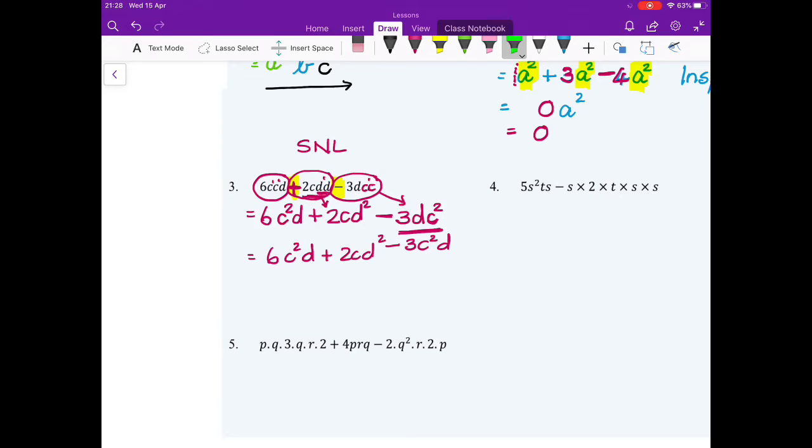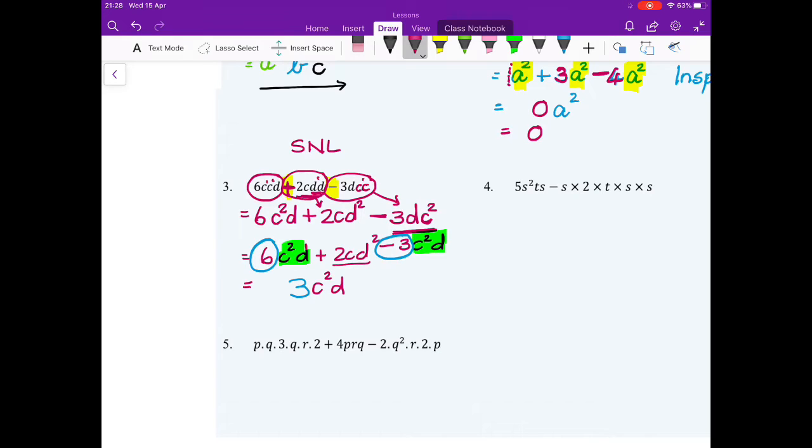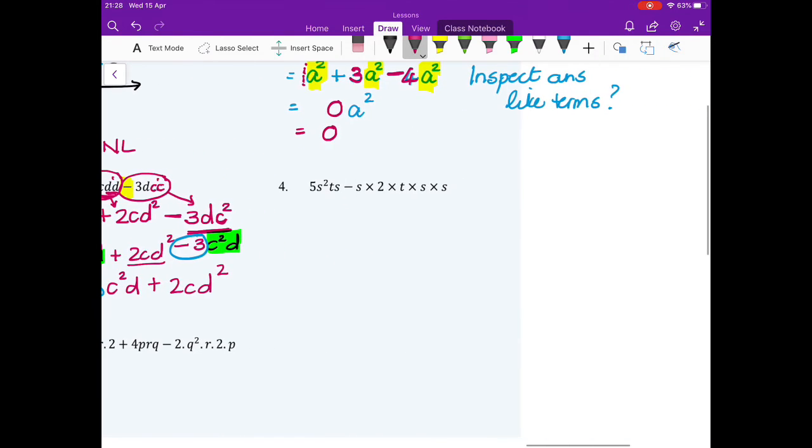Do I have any like terms? Well, I've got a c squared d over here. I've got a c squared d over there. They are identical. This is not the same because it's a c and not a c squared. So when I have like terms, so they belong to the same family, I'm going to write down my c squared d, and I'm going to add the coefficients. So 6 minus 3, laws of integers, 6 minus 3 is 3. This one here I just copy down, plus 2cd squared.